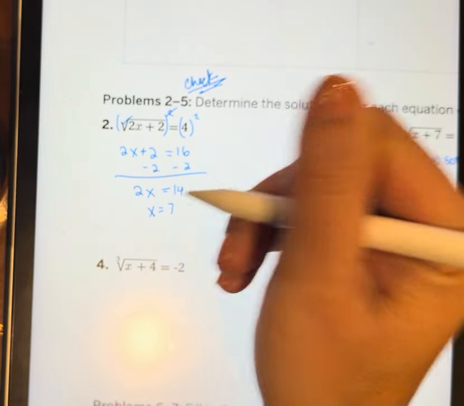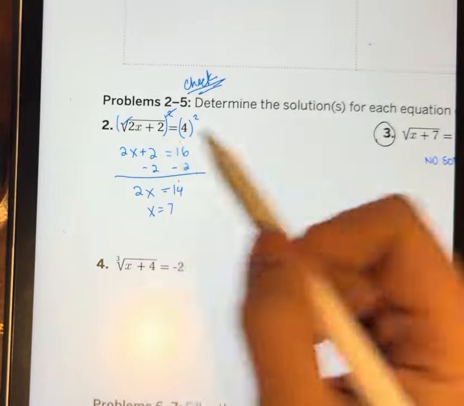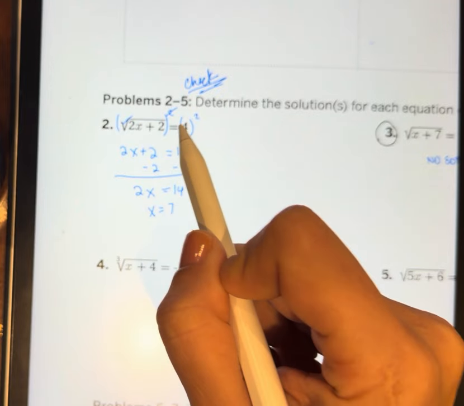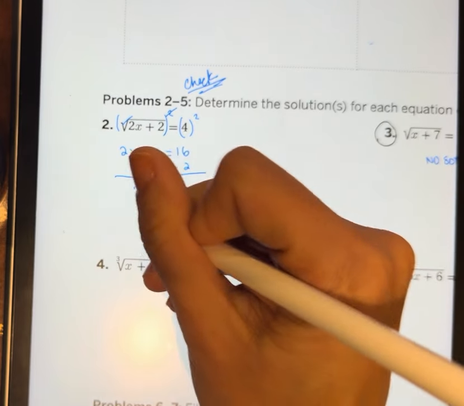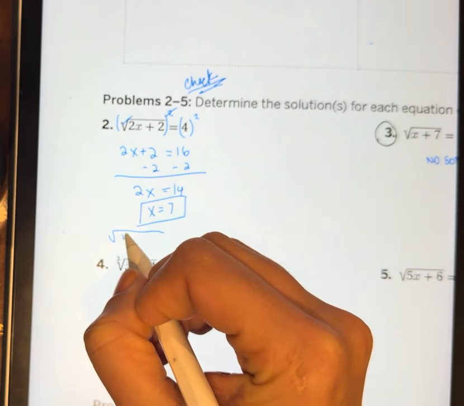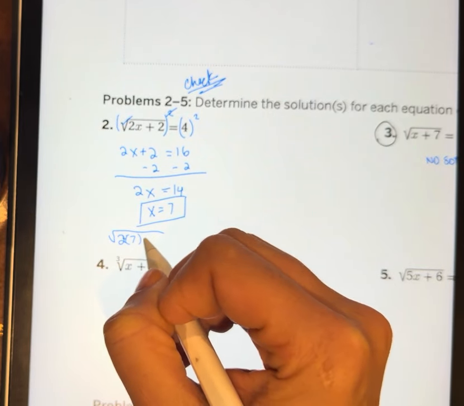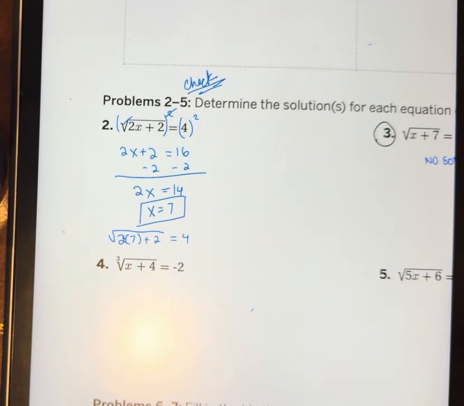X equals 7. A quick check back. 2 times 7 is 14. 14 plus 2 is 16. Square root of 16 is 4. And 4 does equal 4. So this is good. If I did that too fast, just you try it. 2 times, plug 7 in for x, and simplify and see if the left side and the right side match.